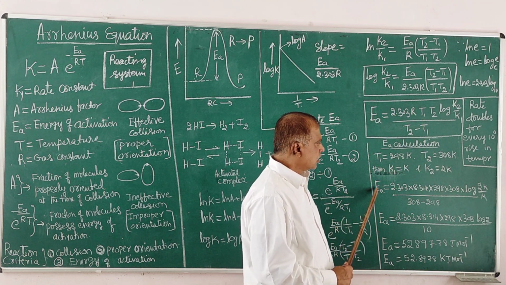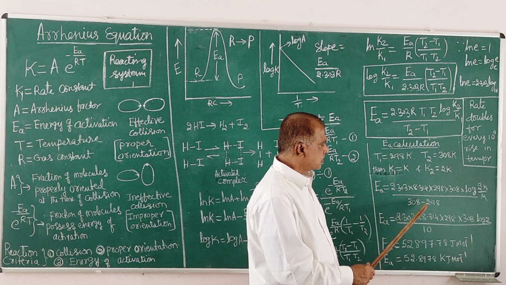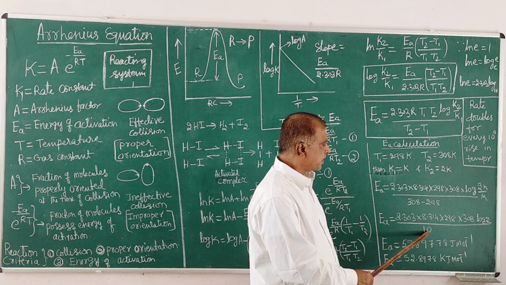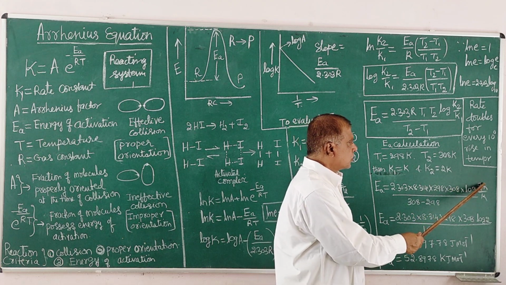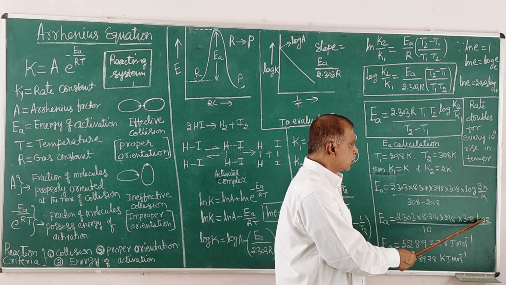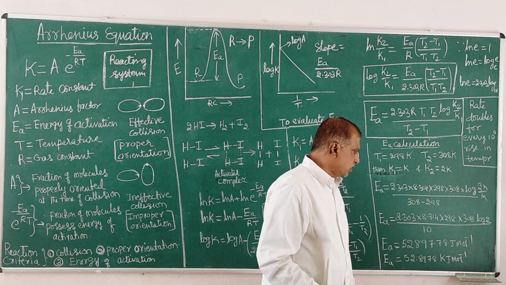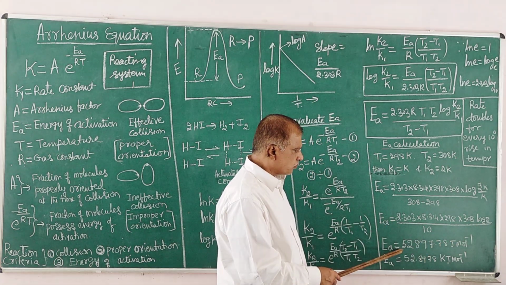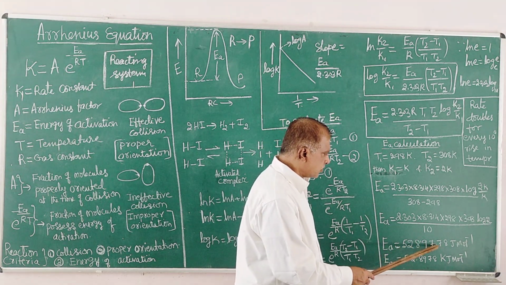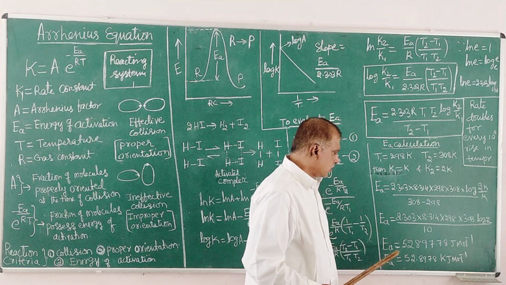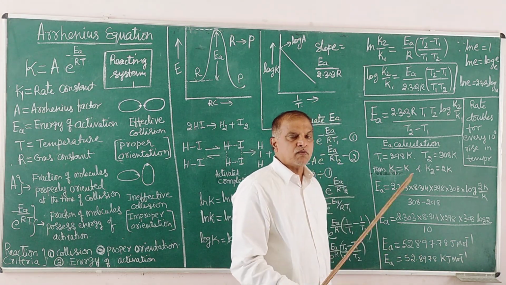So substitute into the equation and simplify. The temperature difference is 10 degrees, with temperatures T1 and T2. Logarithm of 2k by k, k cancelled, log 2. Simplify, multiply and divide, find the log 2. We get this value, that is 52,897.8 joules per mole. The unit is joules per mole, the energy of activation per mole.